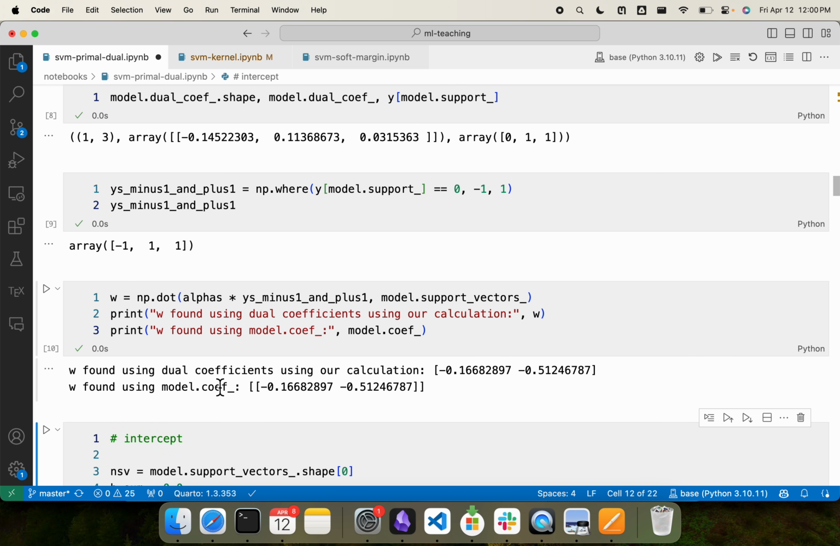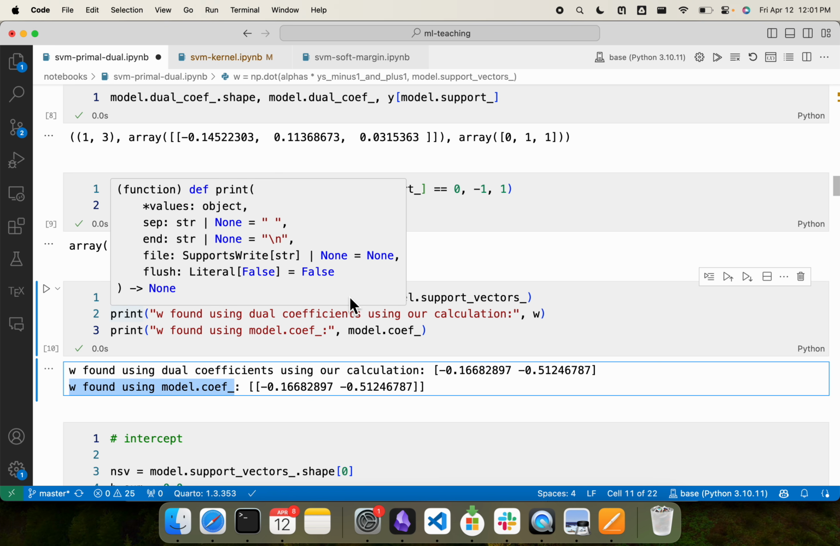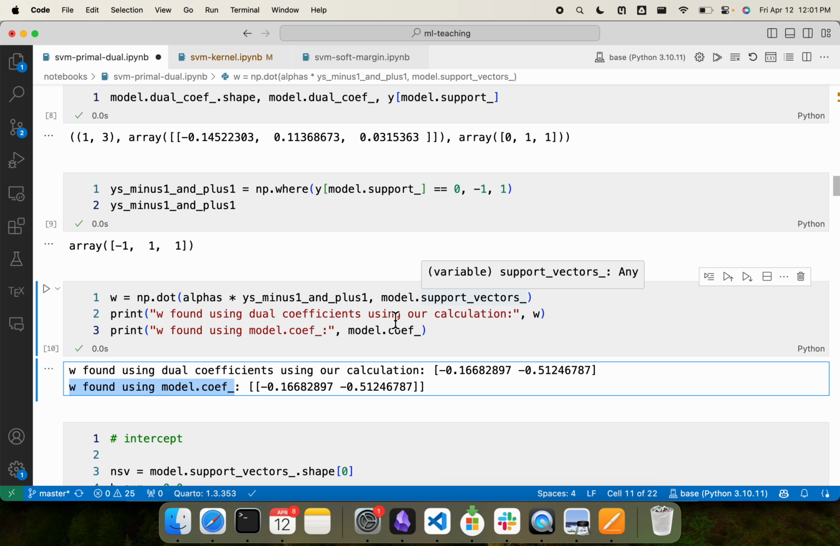Importantly, the w which we find using our calculations and the w which we get using model.coef_, which is sklearn's implementation that directly gives you the coefficients, are exactly the same. There is some difference in the shapes, but let's ignore that for now. The values are exactly the same, which means that our method of starting with the duals, which are the alpha i's, and then calculating w is correct.